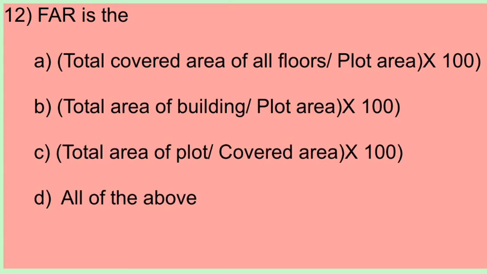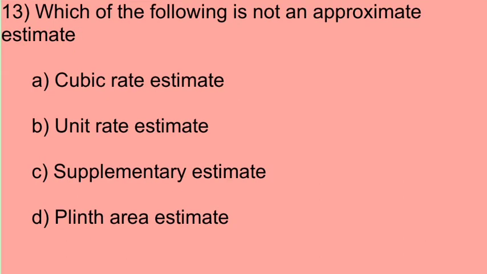Which of the following is not an approximate estimate? Option A cubic rate estimate, option B unit rate estimate, option C supplementary estimate, and option D plinth area estimate. We know that supplementary estimate is not an approximate estimate. It is a detailed estimate. So option C is the answer.